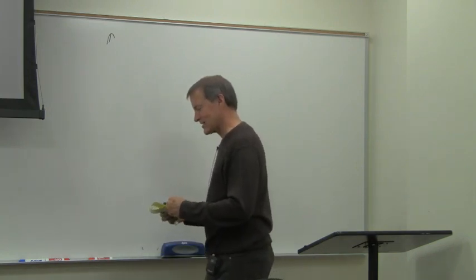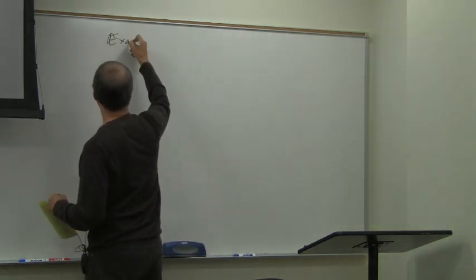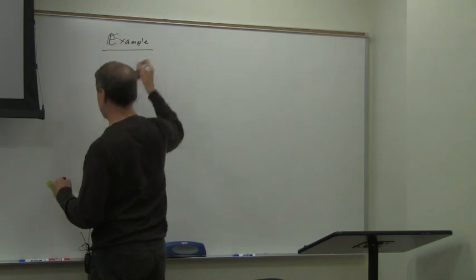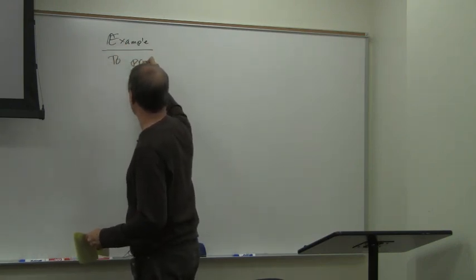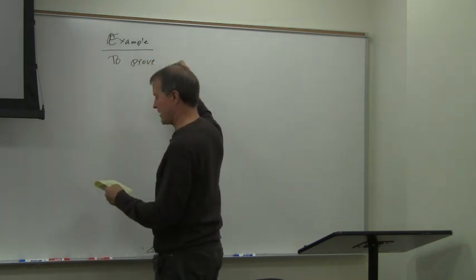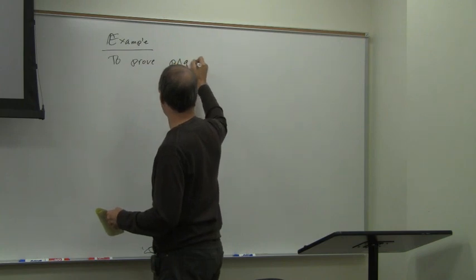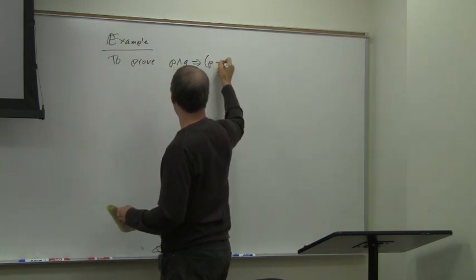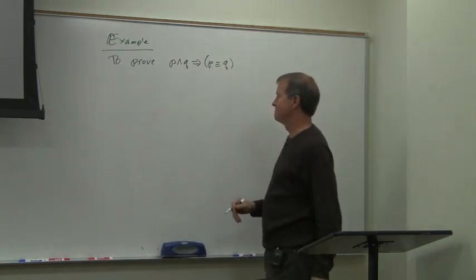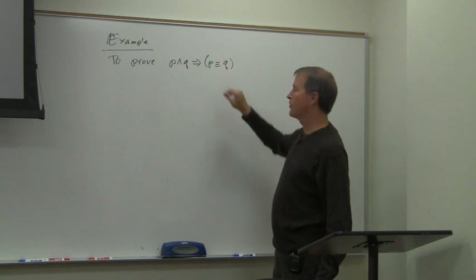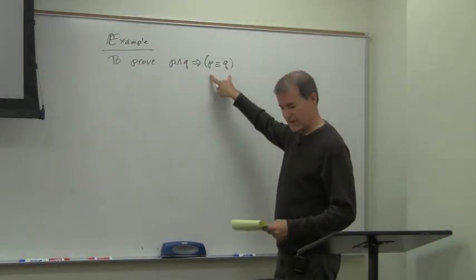Okay, here, let's do this. Let's do an example. To prove P and Q implies P equivales Q, what do we do? Assume P and Q, yeah. We prove what do we prove? P equals Q. We prove this, right?